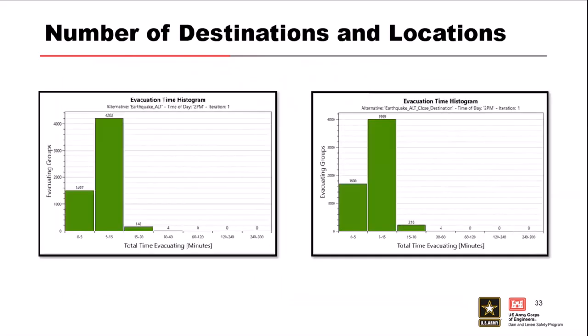What does that do to your results? That can really change your evacuation outflow. So this histogram is a total time evacuating for your groups.